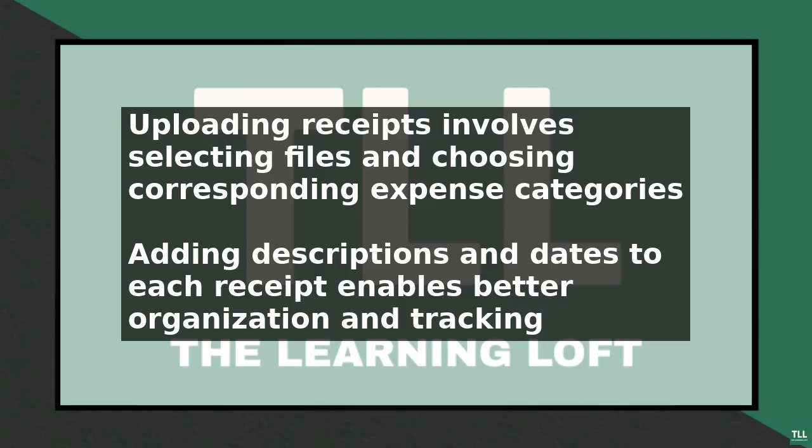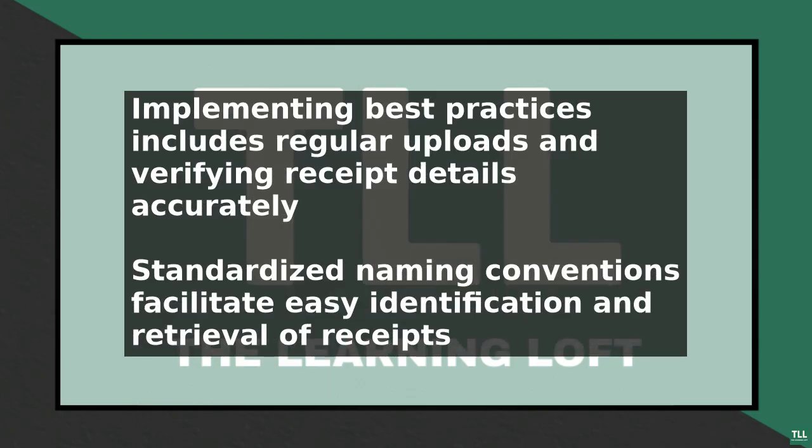Best practices for Bill4Time receipt upload include uploading receipts regularly to avoid delays in expense reporting and reimbursement. It is also crucial to verify receipt details, such as dates and amounts, to ensure accuracy and prevent errors. Additionally, consider implementing a standardized naming convention for receipts to facilitate easy identification and retrieval. This can include using a combination of dates, expense categories, and descriptions.